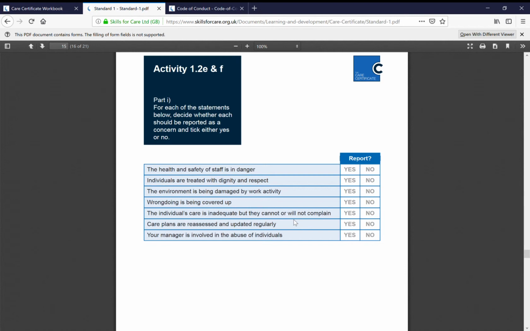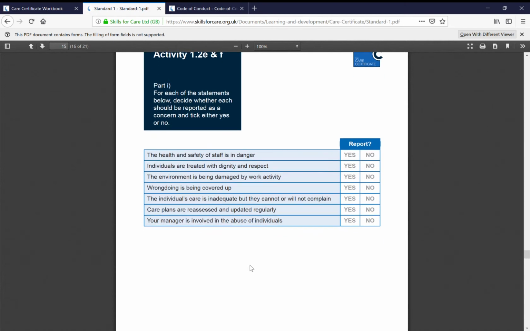Okay, so 1.2 E and F. So for each of the statements below, decide whether each should be reported as a concern. Tick yes or no. So I'm not going to go through the answers, but I'll read them out. So the health and safety of staff is in danger. Would you report yes or no? Individuals are treated with dignity and respect. Would you report yes or no? The environment is being damaged by work activity. Would you report yes or no?